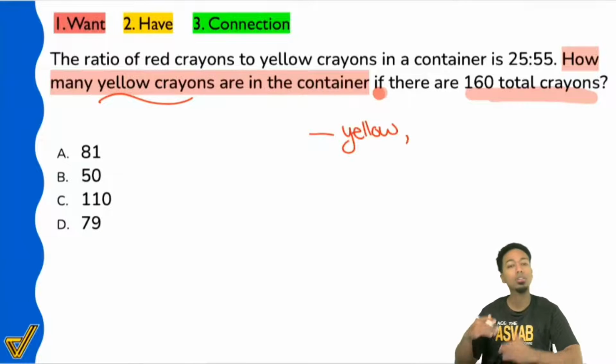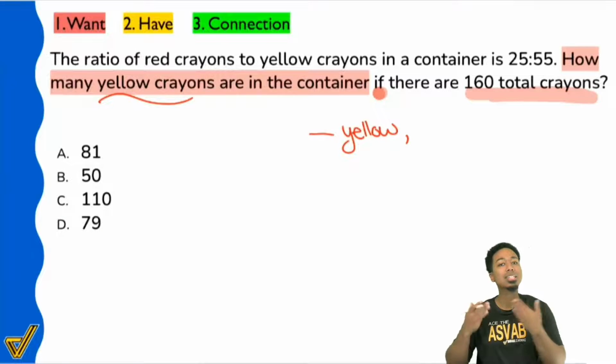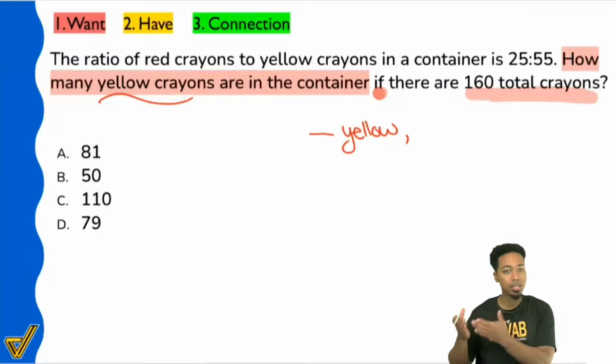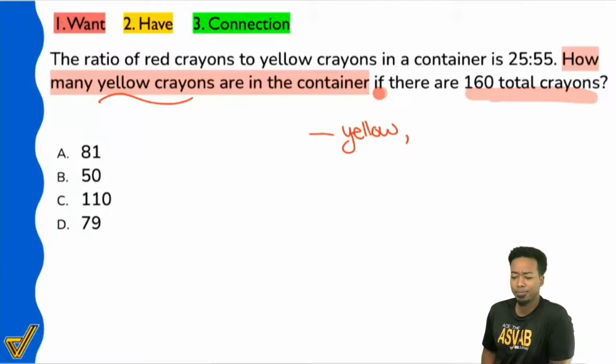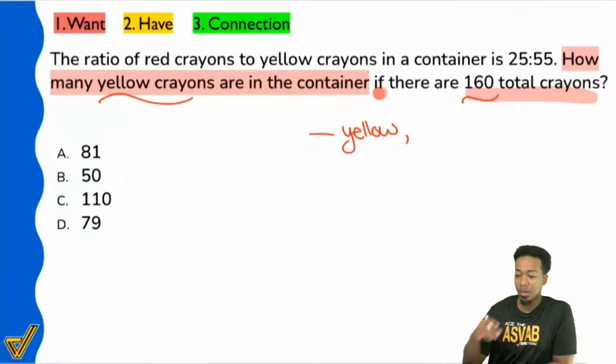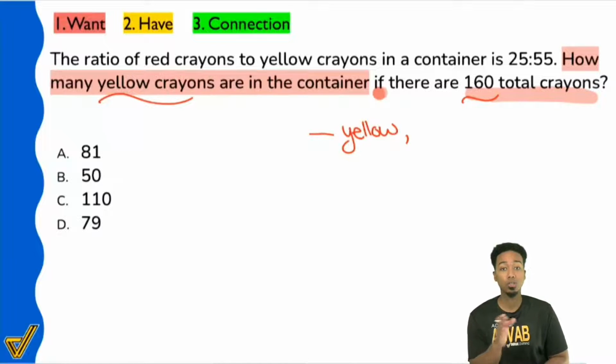And then everybody, can you tell me what it is that they gave us in the same exact sentence as the yellow that we're looking for? What information were we given? Help me out again. It says what? How many yellow crayons are in the container if there are what? 160, but this is why a lot of you guys are getting this question wrong. 160 what? Again, guys, it's not about the numbers. It's about the ideas that we're comparing.